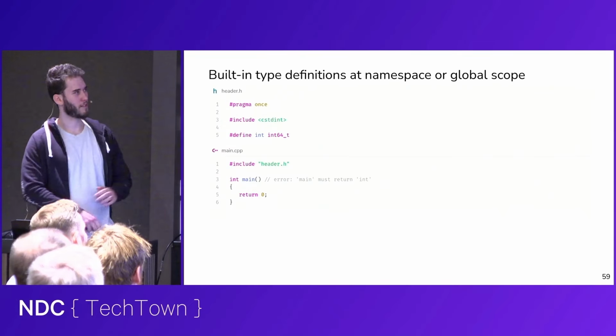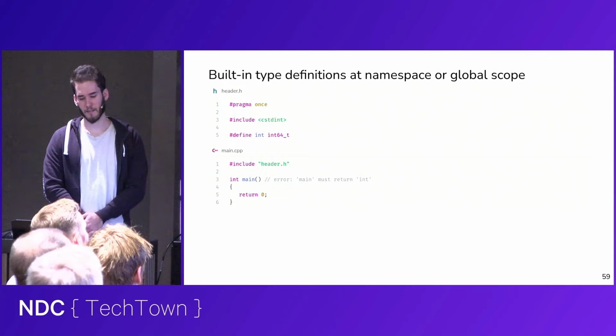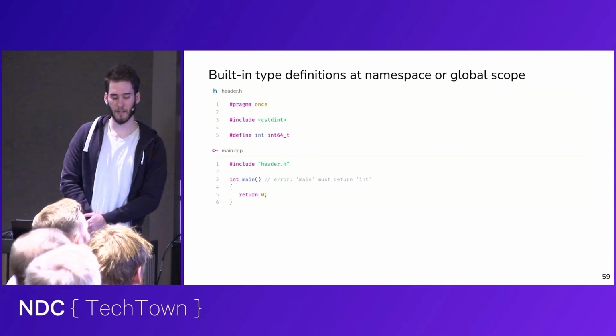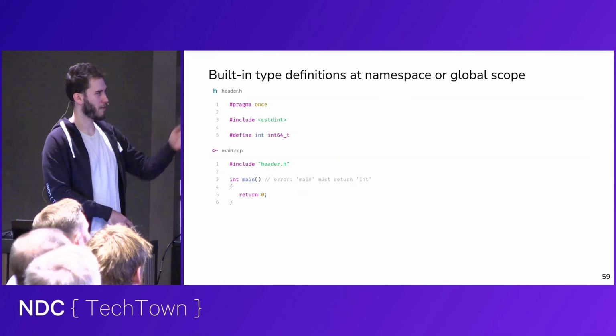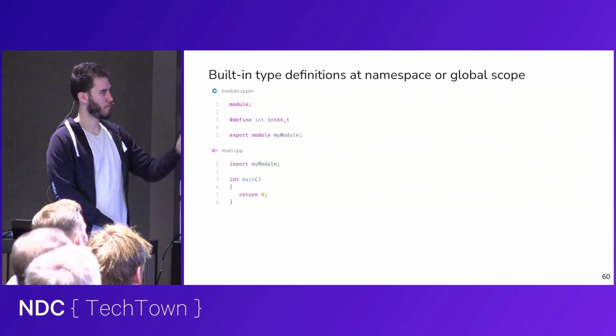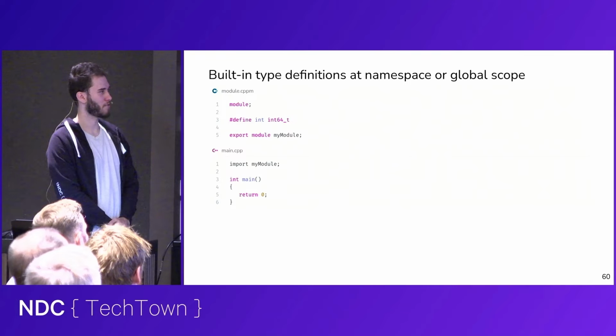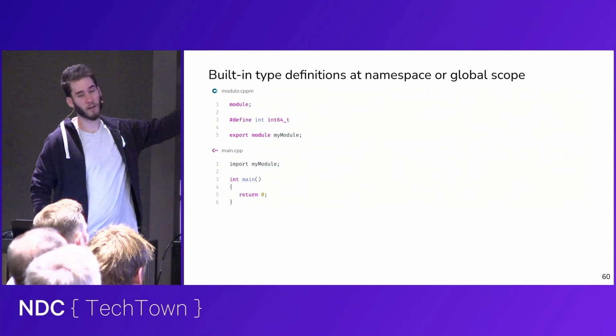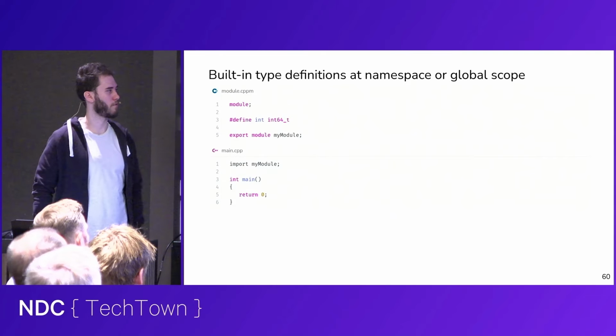And for the problems that are recommended not to put in a header, for example, built-in type definitions at namespace or global scope, when we had this error that we couldn't compile because this define statement was propagated into main. If you move that to a module, you no longer have this problem. This define int as int64t stays local in that module and doesn't get propagated to your main.cpp.